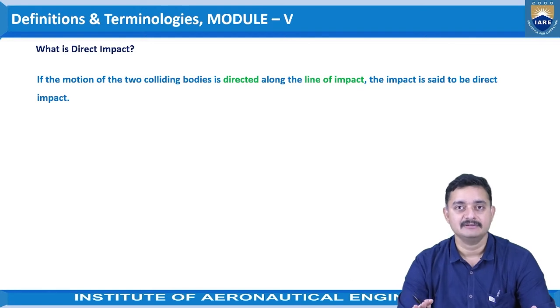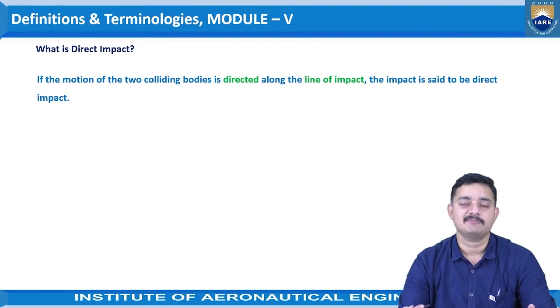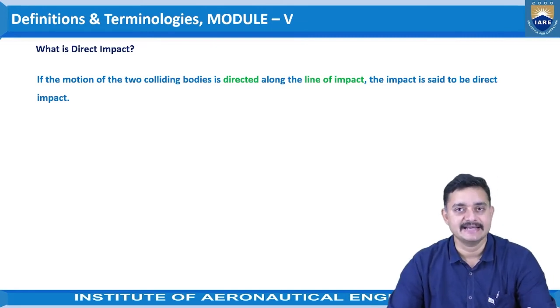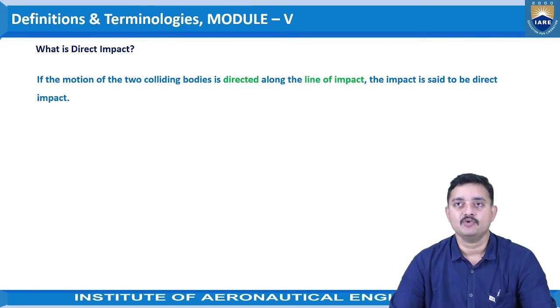In that example, both the cars are traveling along a line, getting into contact with each other, and the collision is happening head-on, with the traveling directions of both cars opposite in a straight line. So this type of impact can be considered as the direct impact. The definition says, if the motion of two colliding bodies is directed along the line of impact, the impact is said to be direct impact.